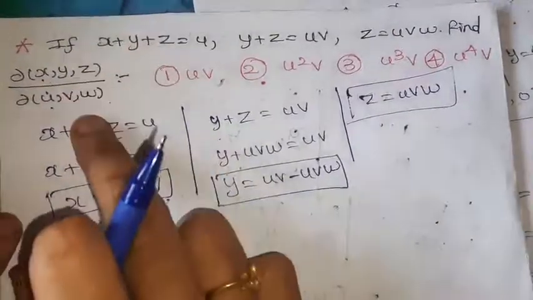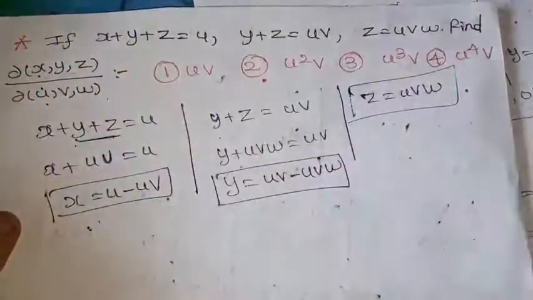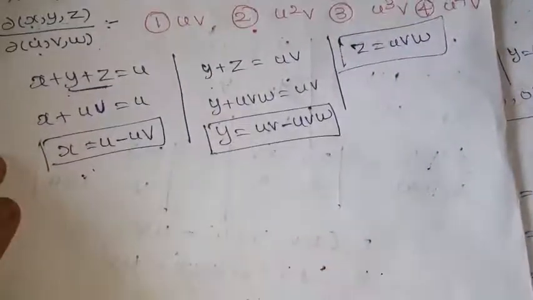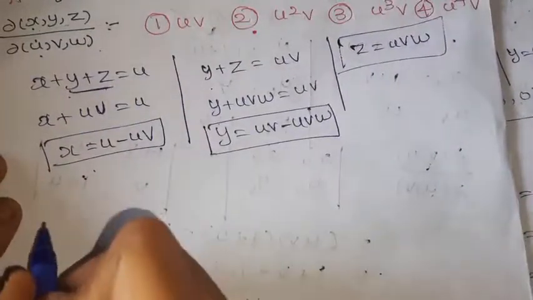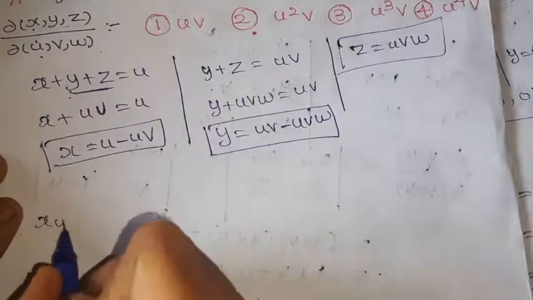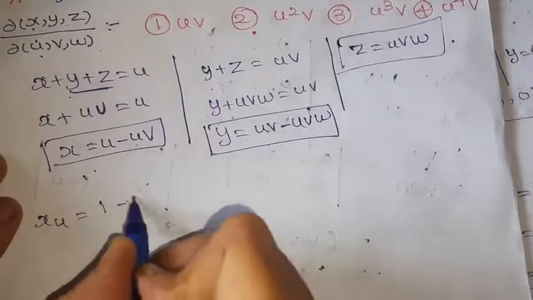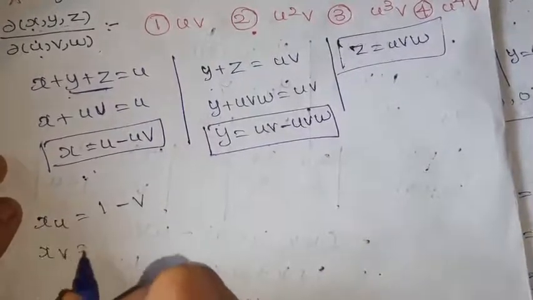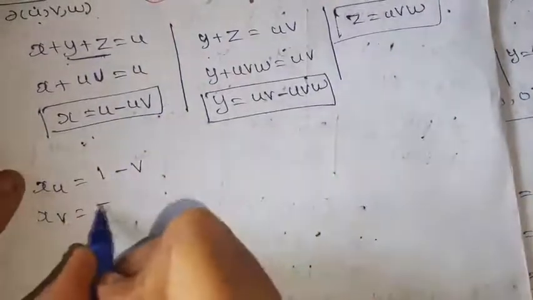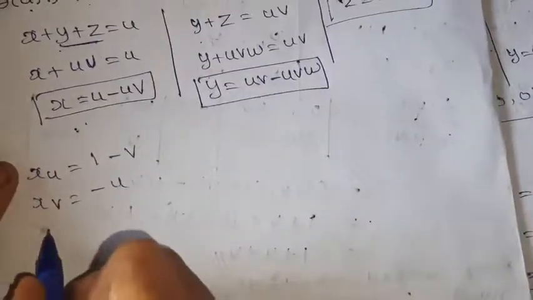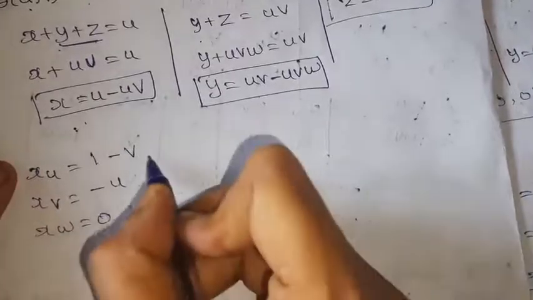Then what we need to do? We need to differentiate and substitute in the matrix, okay. We'll find xu. Xu is nothing but 1 minus v. Then xv equal to minus u. Then xw, there is no w term, so it is 0.